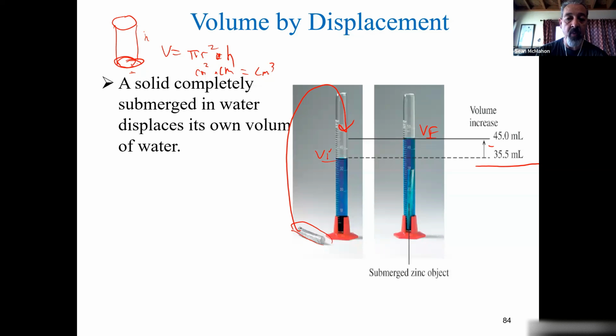You have to make sure that once you drop the object, it's completely submerged. You also have to record your volumetric measurements at eye level, and there's a curvature here. It's called the meniscus. I'll spell that for you. You have to read the bottom of the meniscus, the curvature. And you have to read it at eye level and have it on a flat surface for it to be accurate.